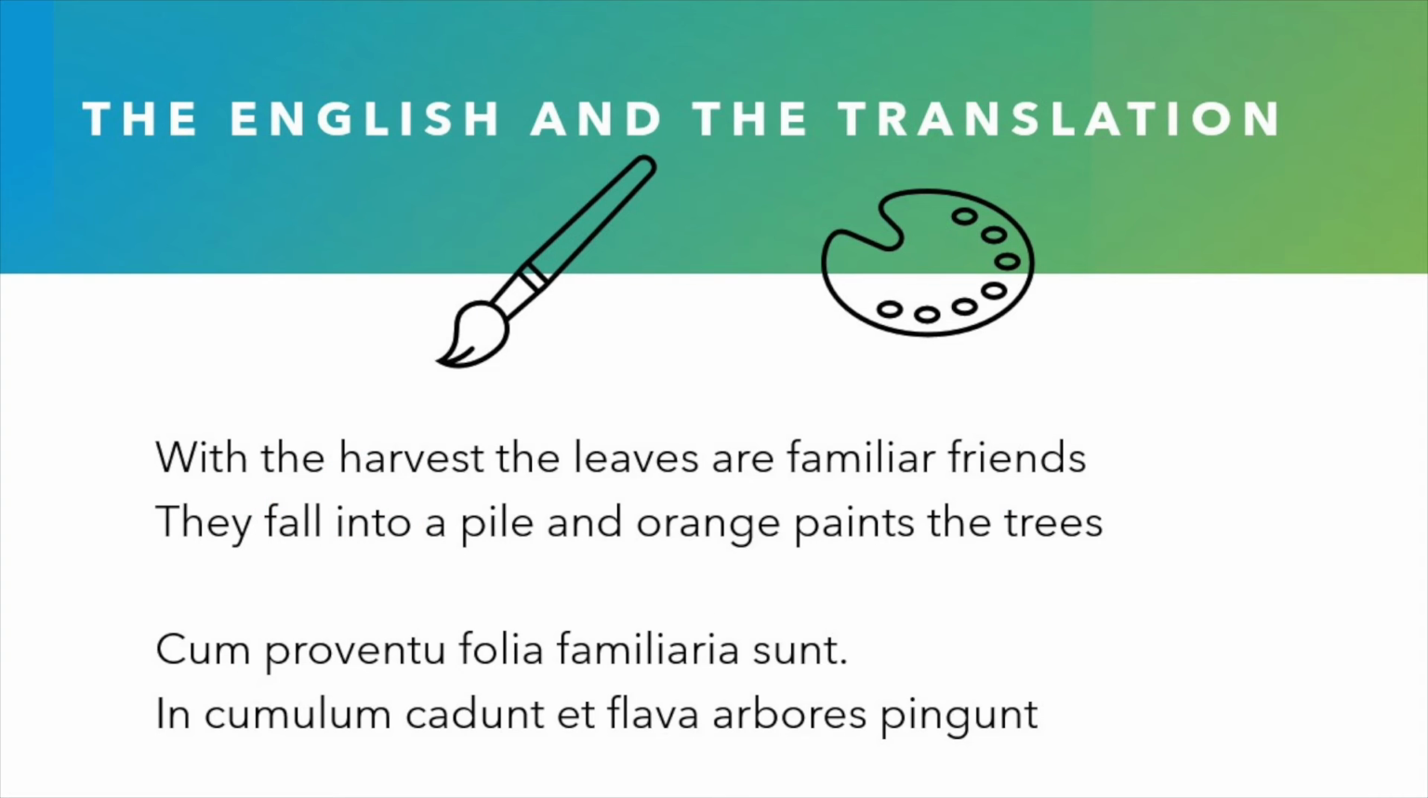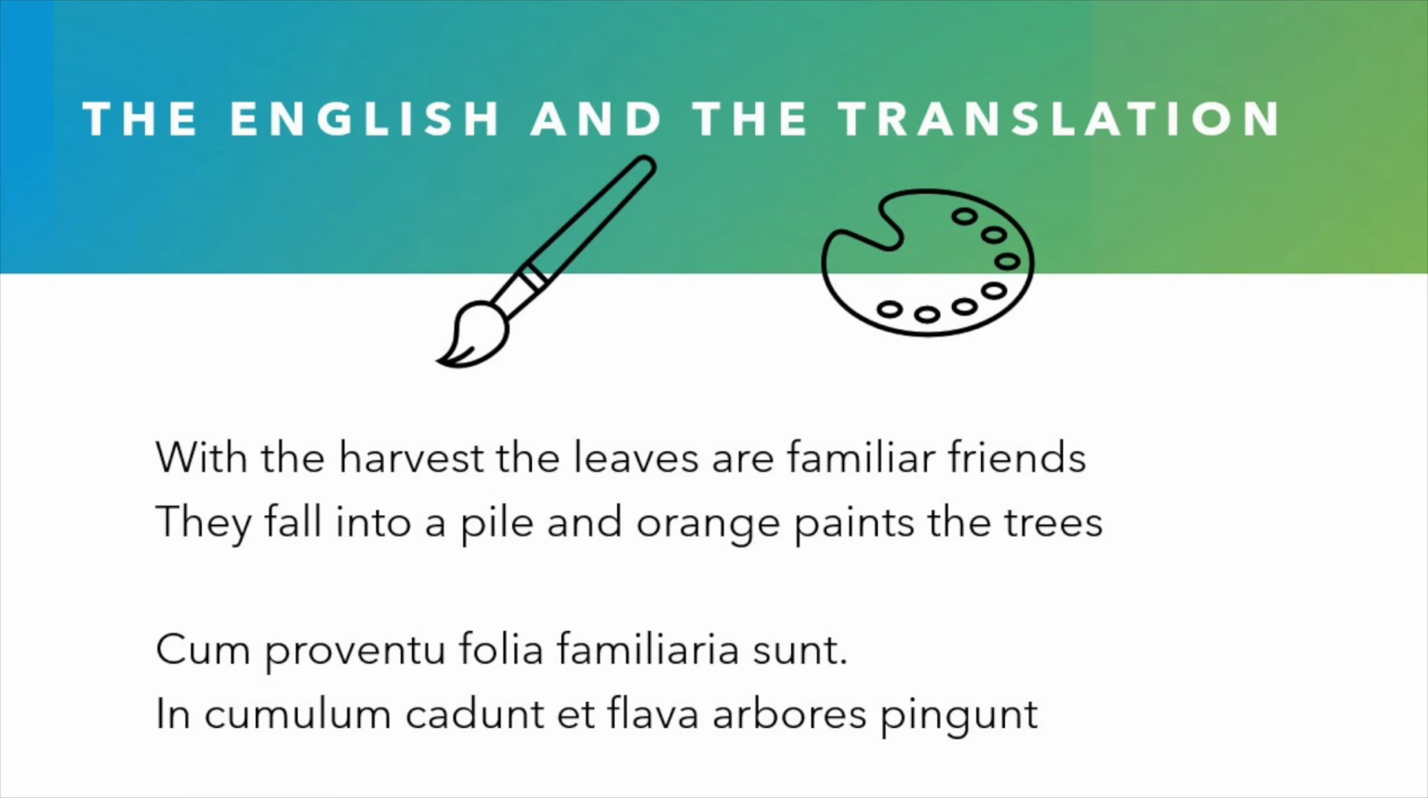So this is the English. With the harvest, leaves are familiar friends. They fall into a pile, and orange paints the trees. Cum perventu folia familiaria sunt, in cumulum cadent, et flava arbis pigunt.